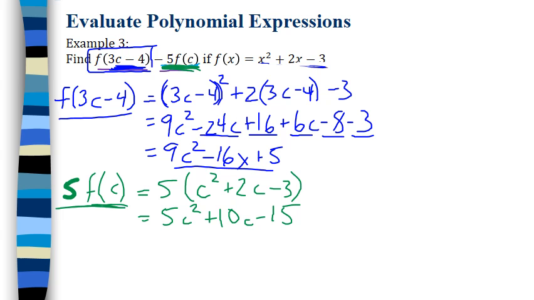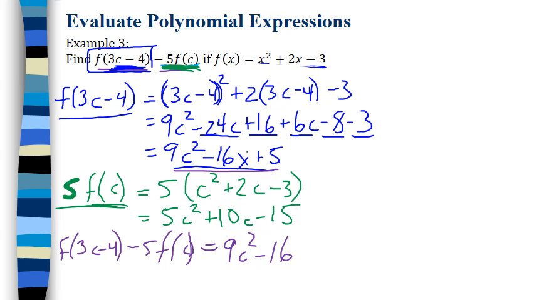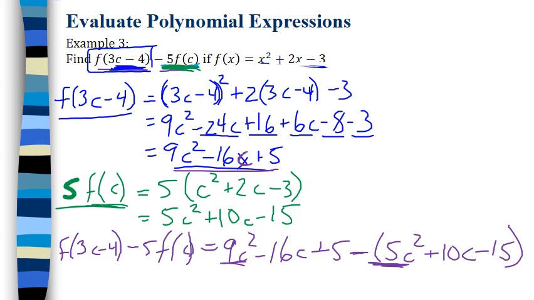Okay, so now the next part says, now subtract those quantities. Okay, so I'm going to take f of 3c minus 4 and subtract that from 5 f of c. And that's going to equal, remember this one, so 9c squared minus 18c plus 5. And then subtract the entire quantity, 5c squared plus 10c minus 15. Okay, so 9c squared minus 5c squared is 4c squared.